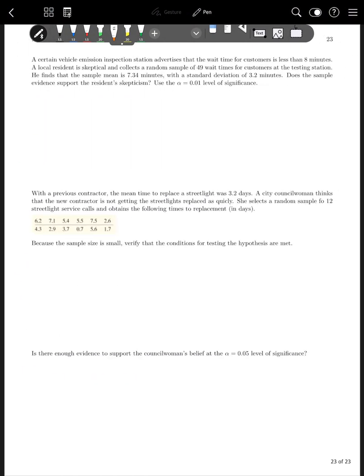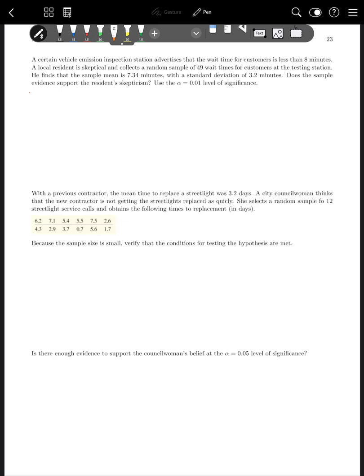And then the last page of our notes. A certain vehicle admission inspector station advertised that the wait time for customers is less than 8 minutes. A local resident is skeptical and collects a random sample of 49 wait times for customers at the testing station. He finds that the sample mean is 7.34 minutes with a standard deviation of 3.2 minutes. Does the sample evidence support the resident's skepticism?